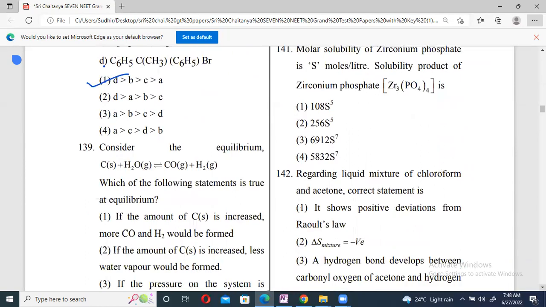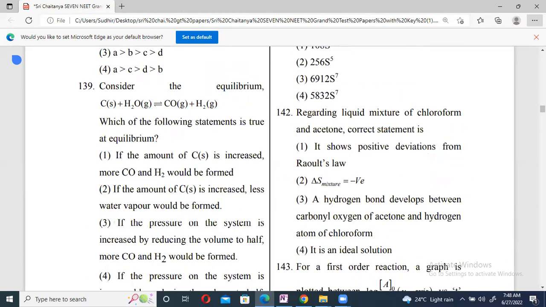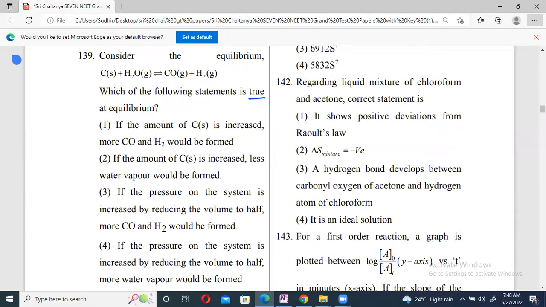139. Consider the following equilibrium. Which of the statements is true at equilibrium? Here, carbon is in solid form, water is gas, CO is gas, H2 is gas. Once you read the statements, you will be able to find out: if the pressure on the system is increased by reducing the volume to half, more water vapor will be formed. Option 4 will be correct.